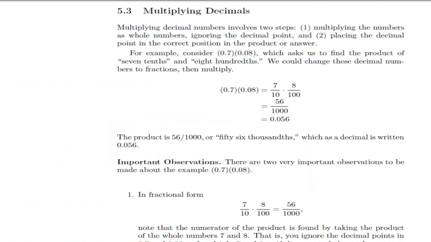So multiplying decimal numbers involves 2 steps. 1. Multiplying the numbers as whole numbers, ignoring the decimal point, and 2. Placing the decimal point in the correct position in the product or answer. For example, consider 0.7 times 0.08, which asks us to find the product of 7/10 and 8/100.